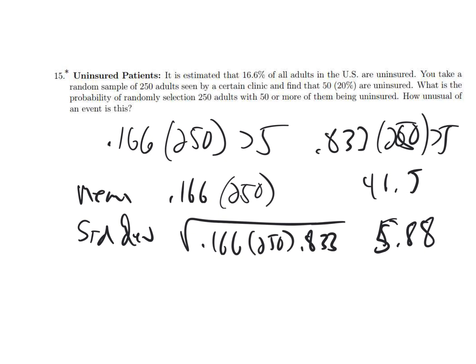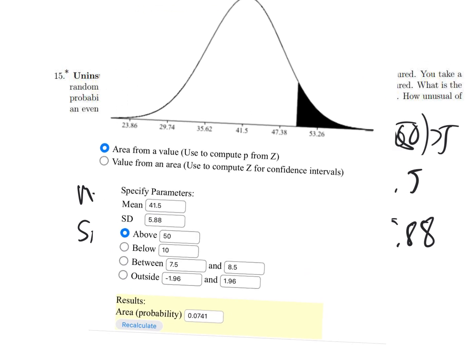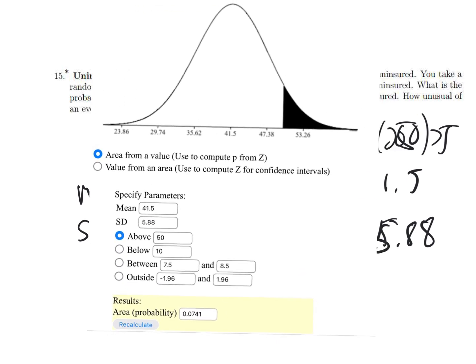I'm going to go use David Lane for this. Is it an unusual event? You could certainly do the same thing, find the z-score, go look it up in the table. I didn't run David Lane in the last one, I'll do it here. They're asking us how unusual it would be to get a sample of 250 adults where 50 or more were uninsured. Well, if we look at the distribution that this applet gave us, here's the 50. That's less than 2 standard deviations away, so it wouldn't be considered unusual, and that means it's a 7% chance of that happening. It's more than 5%, so it wouldn't be an unusual result.